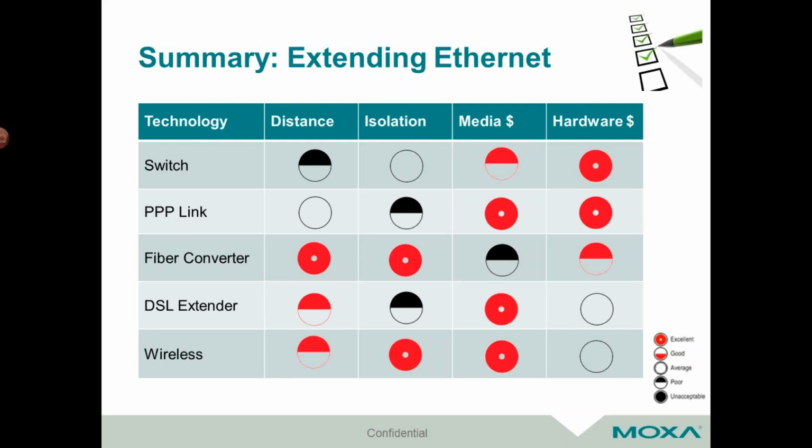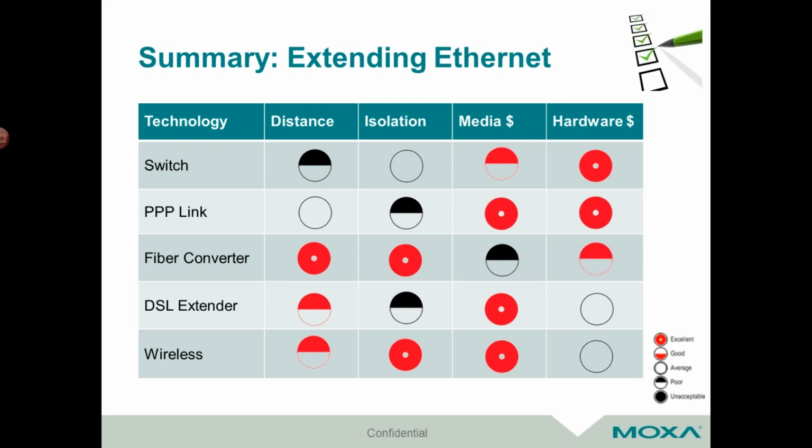So, switches, for example, are not that great for distance. As Paul mentioned, the limitation of that is around 328 feet. Not so great for isolation, but the media is fairly inexpensive, and the hardware for switches has now come down very dramatically to where it's a very low cost or kind of ubiquitous item. Similarly, with a PPP link, it's the same thing. You have very inexpensive media, very inexpensive hardware.